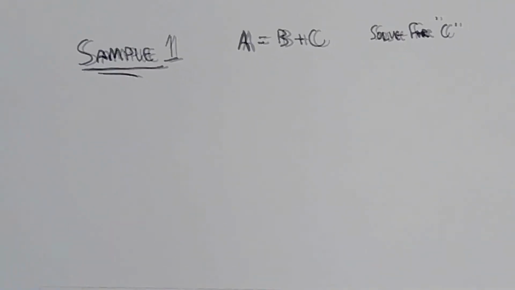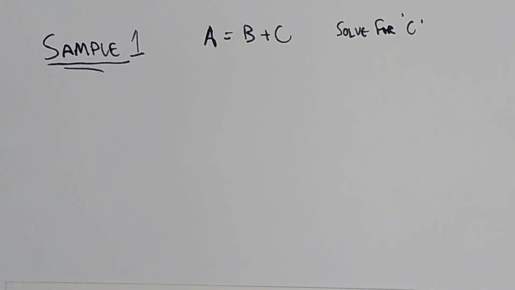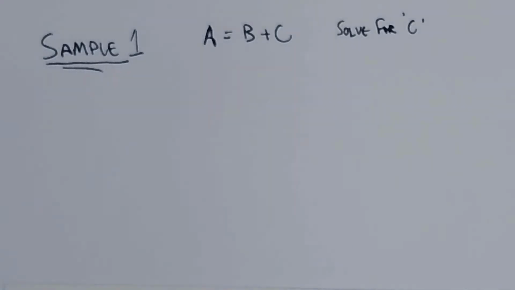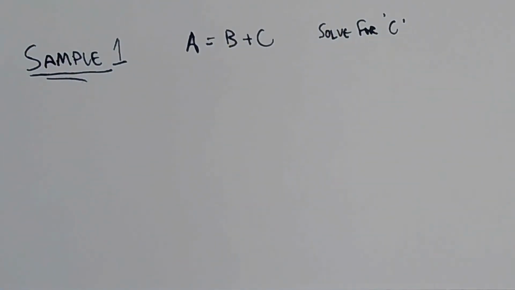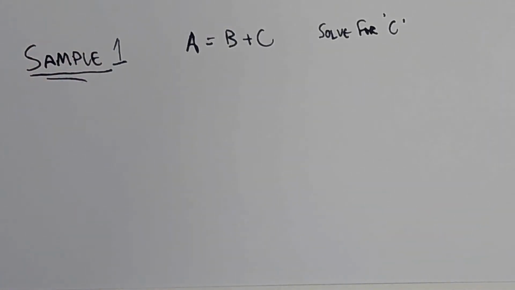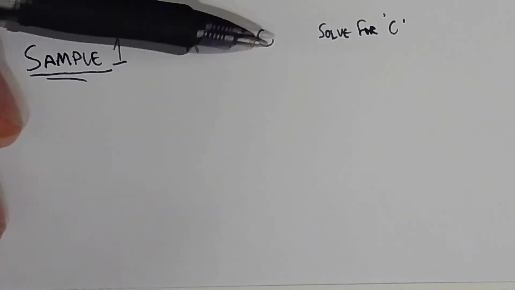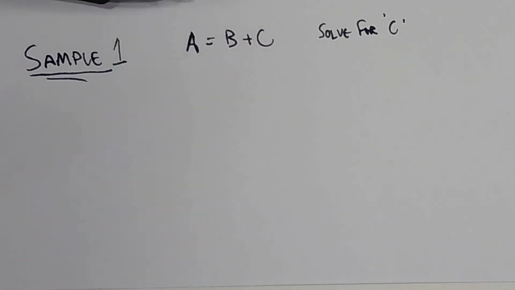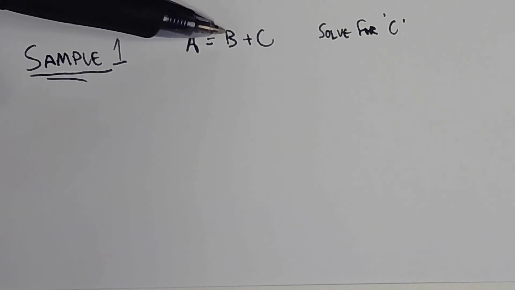Okay, so a couple quick examples of how this works. Sample 1. We have A equals B plus C, and we're going to solve for C. So in order to solve for C, what we're looking at here is we want to get rid of B. I kind of think of this like a spy movie. C is your target, but B is hanging out with C.